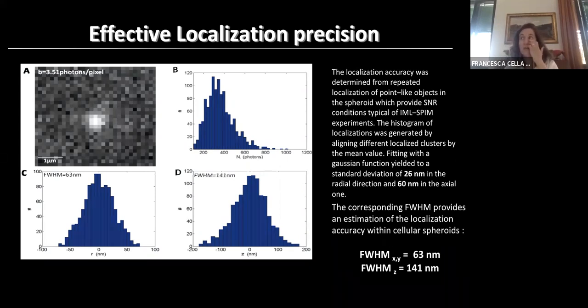So there is a decrease in the localization precision due to the thickness of the sample, but this is still a good value, because thinking about having a technique that goes into tissues and can reach 60 nanometers of localization precision, or 141 in the axial direction, is really a good value, still thinking about the fact that it is worse than the theoretical one.